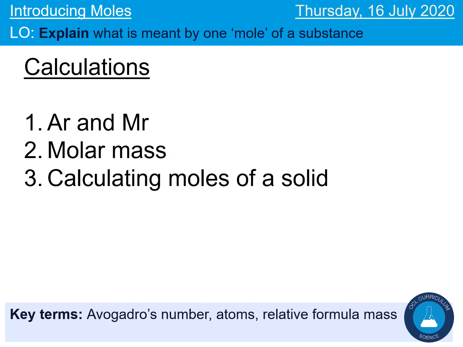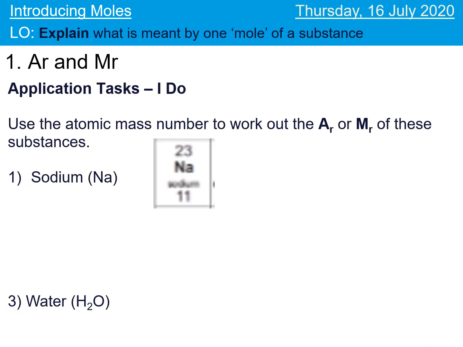Okay, we are going to do 3 calculations. The first calculation we're going to practice is finding the AR, relative atomic mass, or MR, relative formula mass, of a compound or an element. Then we're going to look at calculating molar mass, and then we're going to look at calculating the moles of a solid. For these tasks, you will definitely need to make sure you have a periodic table and a calculator ready to use. Pause the video and make sure you have that to hand.